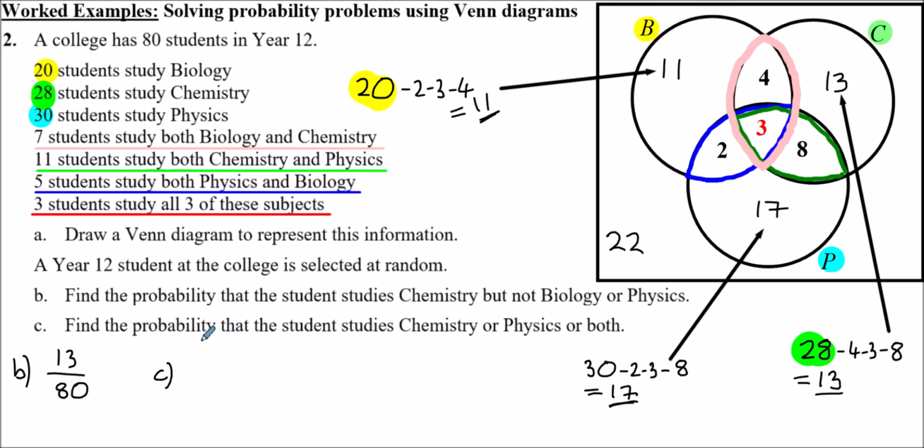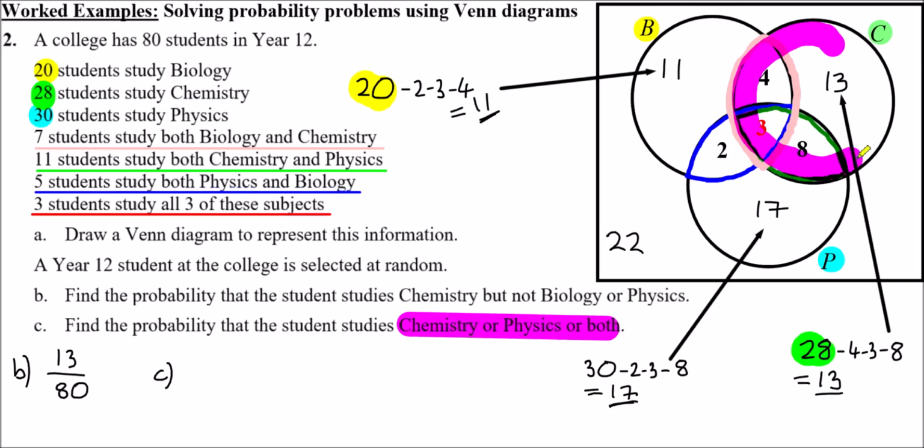Finally, part C. Part C is telling us that we need to find the probability that a student studies chemistry or physics or both. So chemistry or physics or both is going to be the union of chemistry and physics. So chemistry or physics or both is the C circle and the P circle joined together. So the C circle I'm doing here, and the P circle is the bottom one.